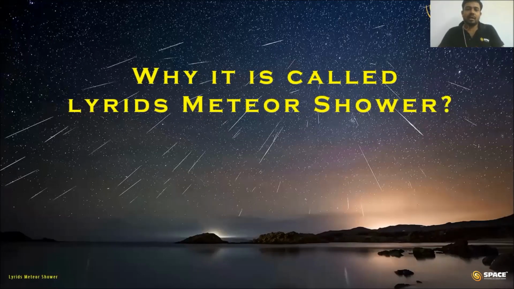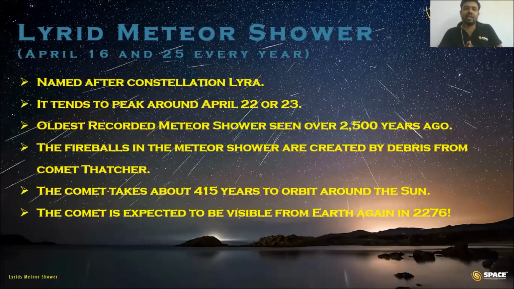We consider a total of 88 constellations in our sky. One such constellation which we consider here is the Lyra constellation. So it is named after the constellation Lyra. This can be observed between April 16 to 25 every year. It tends to peak around the night of April 22 or April 23, when you can observe it.